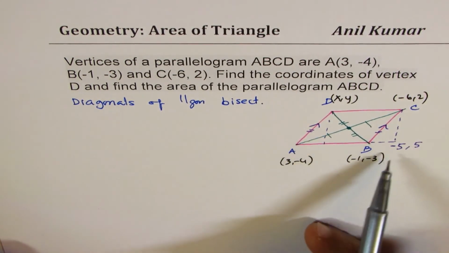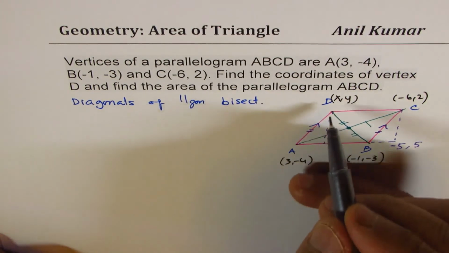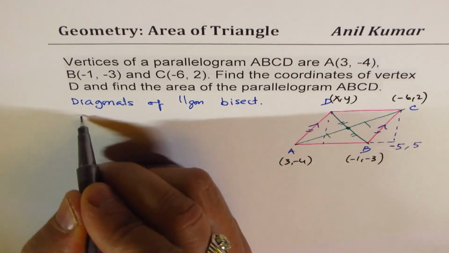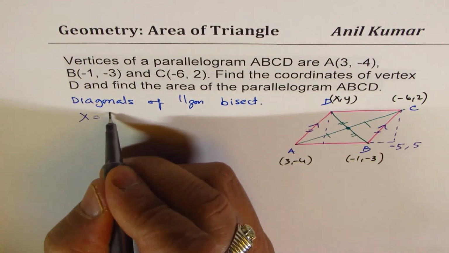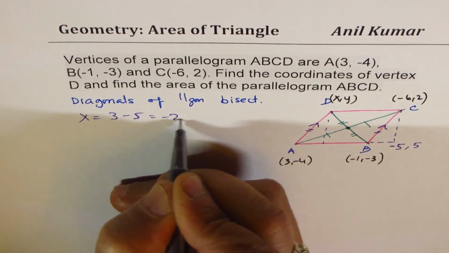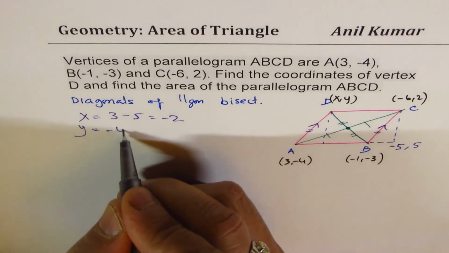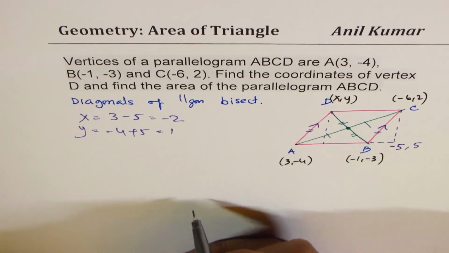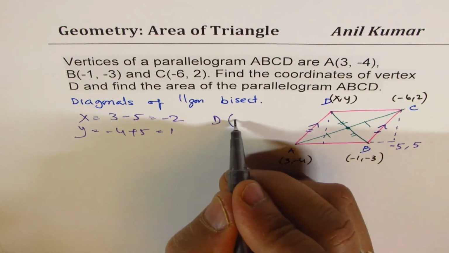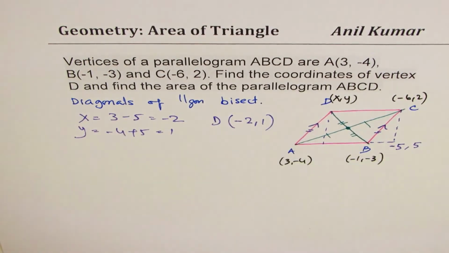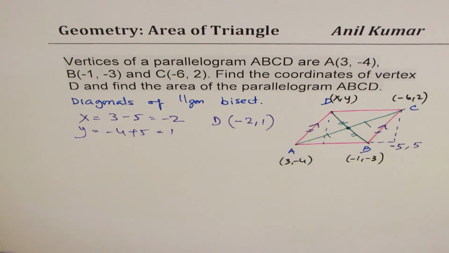So what happens? If I take away 5 from 3, the x value for me will be minus 2, and the y value will be add 5. So it is minus 4 plus 5, which is 1. So the coordinates for D, as far as I am concerned, will be minus 2, 1. Is it okay? So I'll calculate like this. No calculations required more than this.